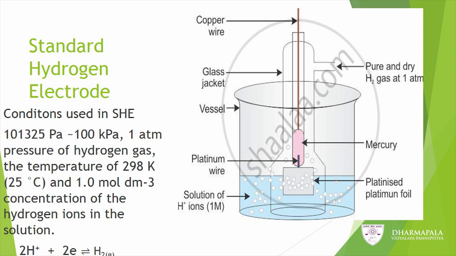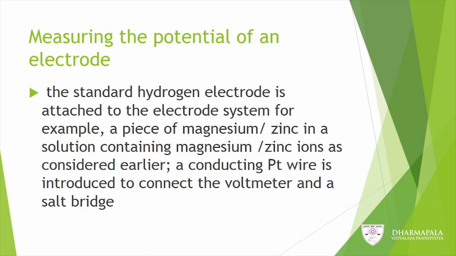Here you can see as hydrogen gas flows over the porous platinum, an equilibrium is established between H2 gaseous molecules and H plus ions in solution, which is catalyzed by platinum. Here the reaction is given, the equilibrium between H plus ions and gaseous H2 molecules. Now let us see how to measure the potential of an electrode.